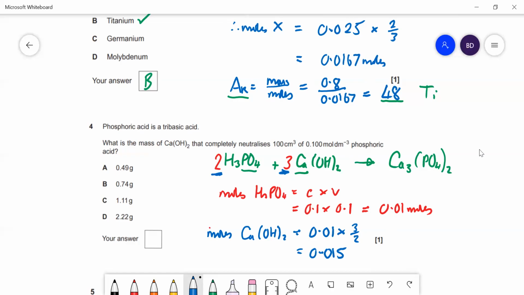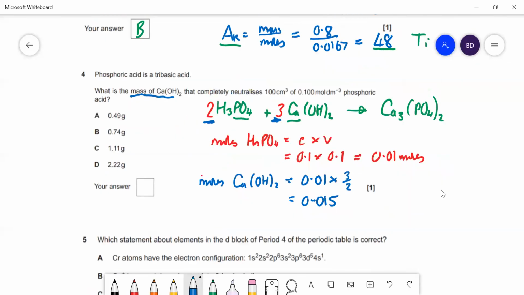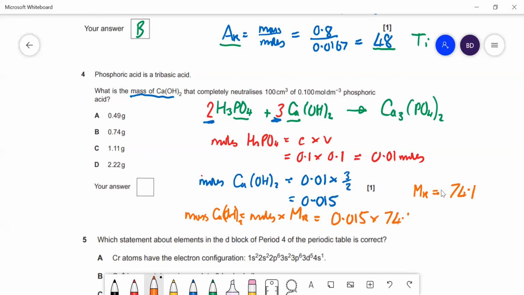Okay, now we need to work out the mass of calcium hydroxide. All right, so mass is equal to moles times MR. The MR of calcium hydroxide is 74.1. Okay, so the mass of calcium hydroxide, moles times MR, 0.015 multiplied by 74.1 gives us 1.11 grams. So C is the answer there.